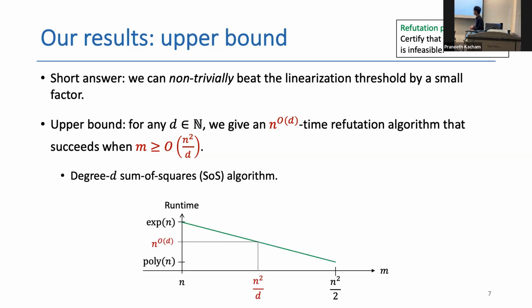Here's a diagram. You can see that there's a natural interpolation between polynomial time and exponential time. When d is constant, it's polynomial time, but the threshold is roughly n squared. And as you gradually increase d to order n, the runtime goes from polynomial to exponential time, but the m required goes to n, and this n is the info theoretic threshold.